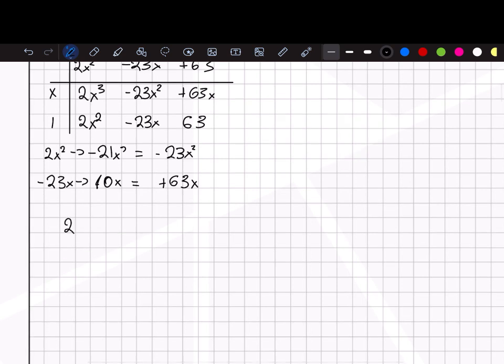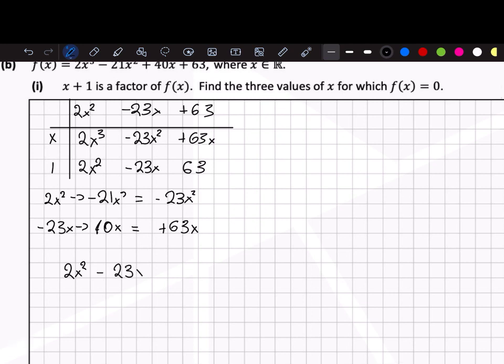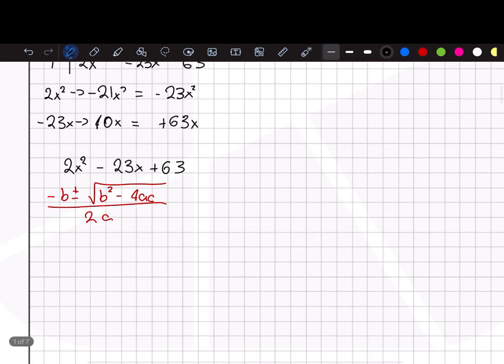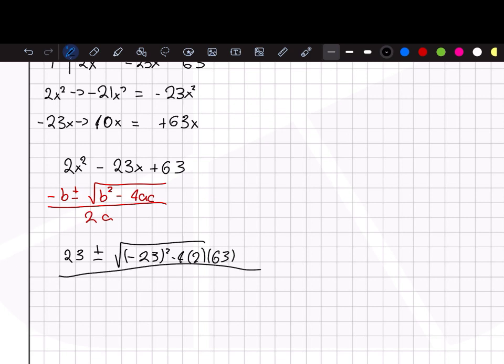So we have 2x squared minus 23x plus 63. So now we just need to find the roots of this, and you're going to be using the quadratic formula. That's just going to be your minus b formula over two times a. So then we're going to have 23 plus or minus the square root of minus 23 squared minus 4 times a, which is 2, times c, which is 63. And this is all going to be over 2 times 2. Two values for this. One's going to be positive, one's going to be negative.